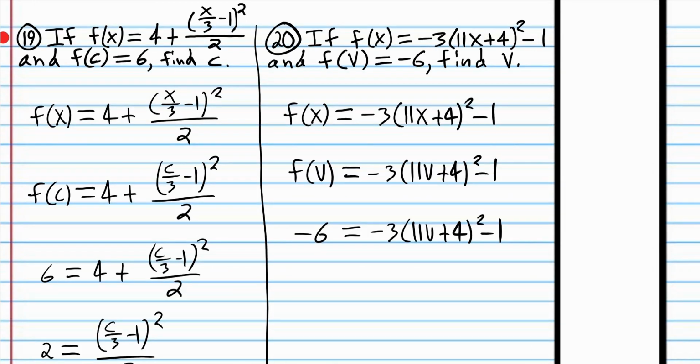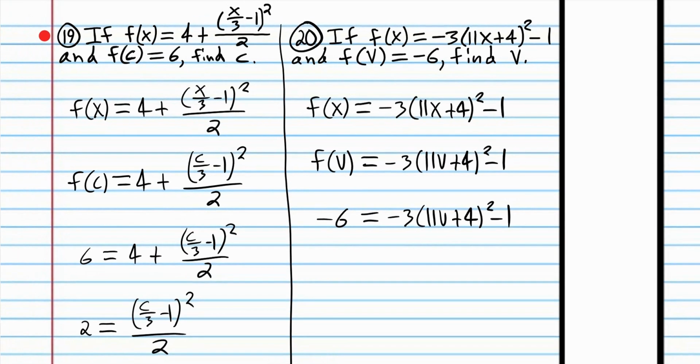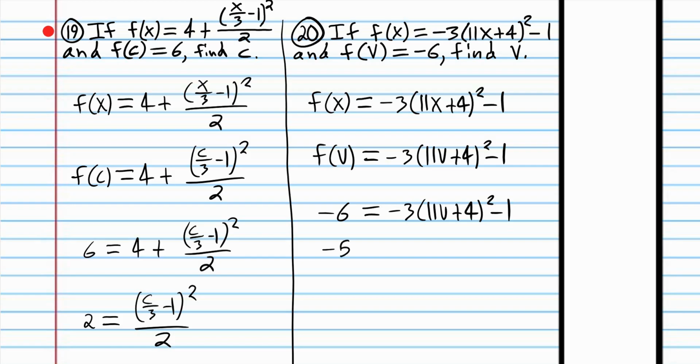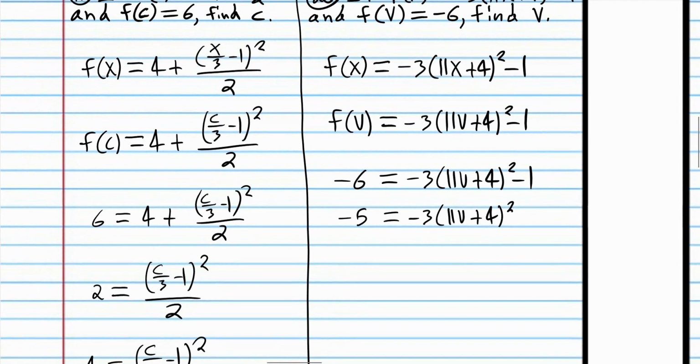And so now we have an equation with a square. We just have to solve that equation, and in order to do that, we have to isolate the square. So we have to put the blue numbers on the other side of the equation. So I'm going to add 1 to both sides of the equation. And then I'm going to divide both sides by negative 3.